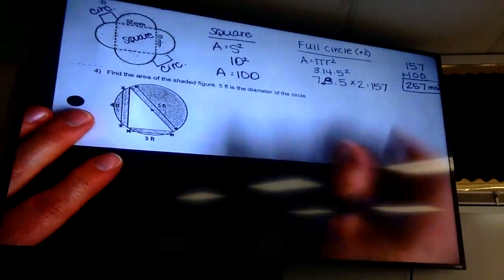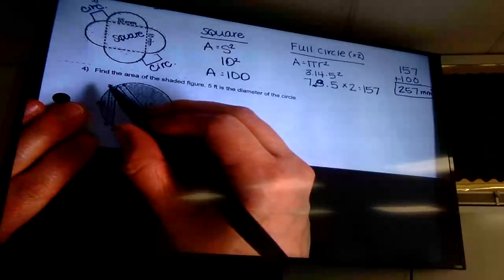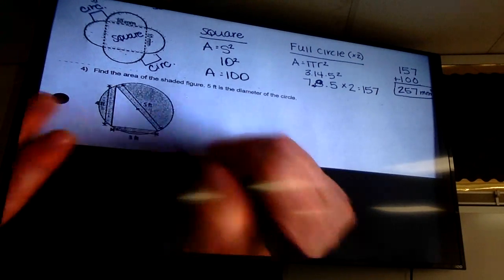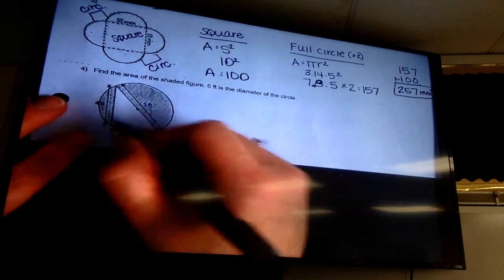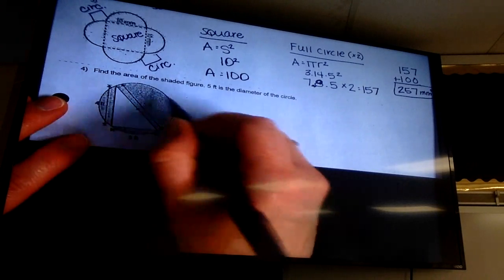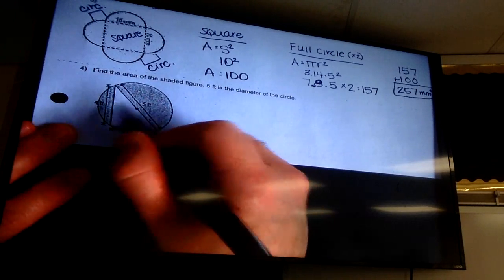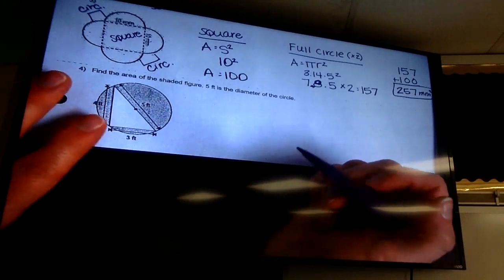This last one's a little bit different. It says find the area of the shaded figure. And then it tells us 5 feet is the diameter of the circle. Okay, so I just want the shaded portion. So what I need to do here is I need to find the area of the shaded, and then I need to take out the area of the white triangle.